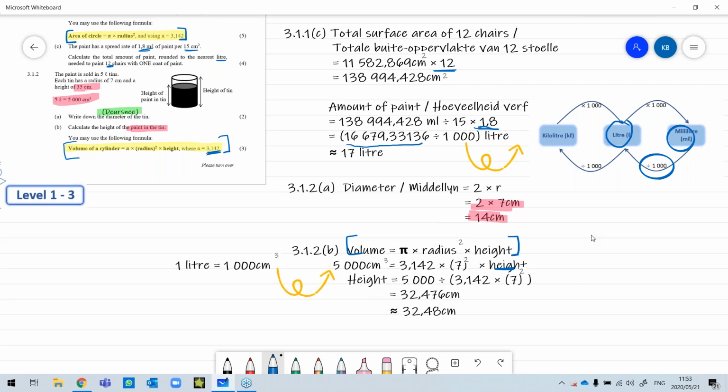So to get height alone, we are going to say 5,000 divided by the product of 3,142 multiplied by 7 to the power of 2. This you can now just type into your calculator. It should give you an answer of 32,467 centimeters. Now remember, your final answer should always be rounded off to the nearest 2 decimals. Therefore, it is rounded off to 32,48 centimeters, and that is your height.